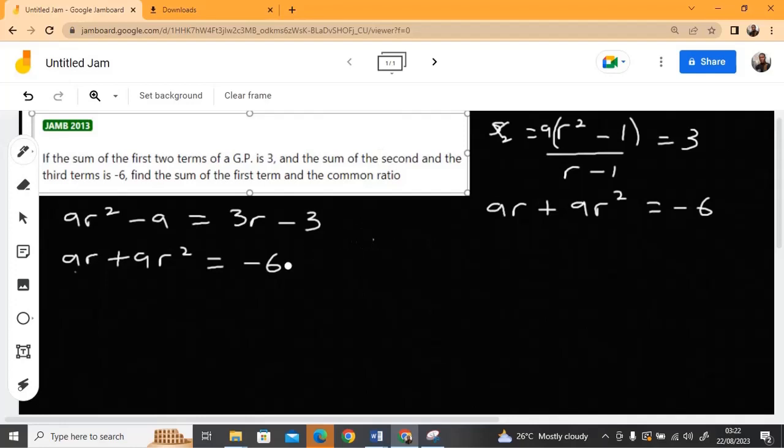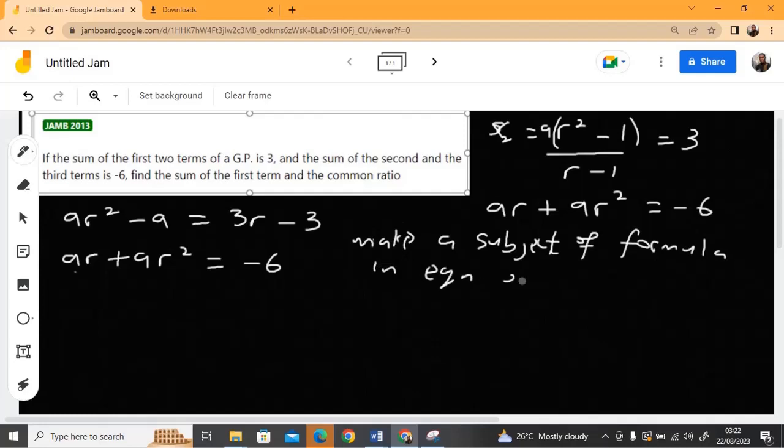Now what I'm going to do here is make A the subject of the formula in equation 2.